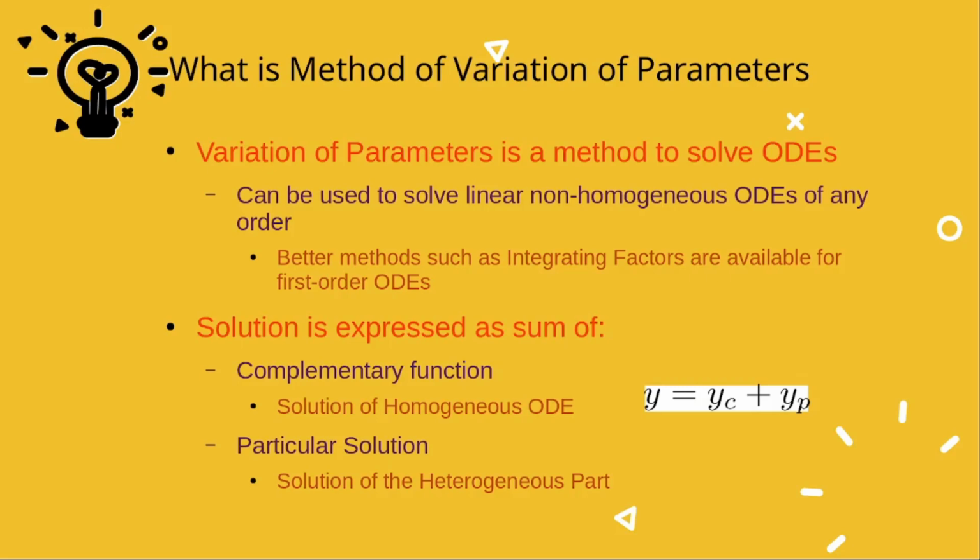Our solution in this approach consists of two parts. The y sub c, which is the complementary function, or the solution of the homogeneous component of the ordinary differential equation. And then we have y sub p, which is the particular solution, which is the solution for the non-homogeneous or the heterogeneous part.